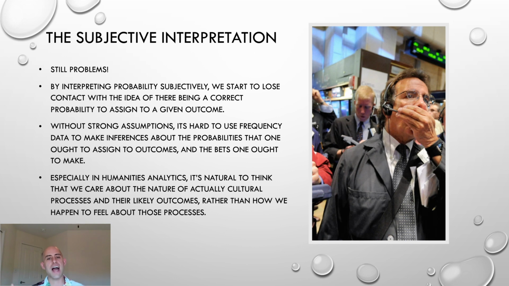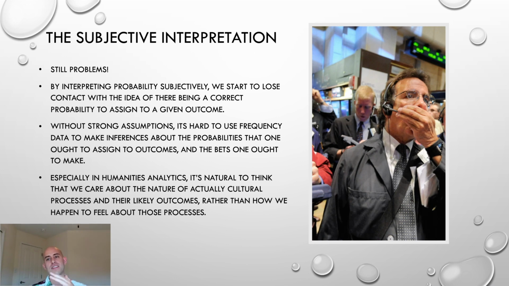And I think especially in humanities analytics, it's natural to think that what we care about are the nature of actual cultural processes and their likely outcomes. When someone sits down to write a novel in a certain year, what's the likelihood that it's going to contain animal imagery or floral imagery or things like that? Those are the kinds of things we care about. And we care about that more than how we, in the present day, ought to feel about those processes, because the subjective interpretation of probability ultimately says that probabilistic language communicates how I right now ought to feel about some process rather than the process itself.